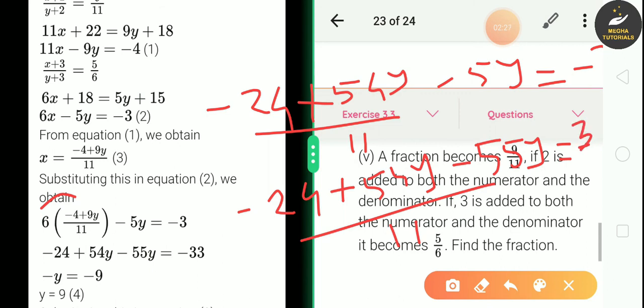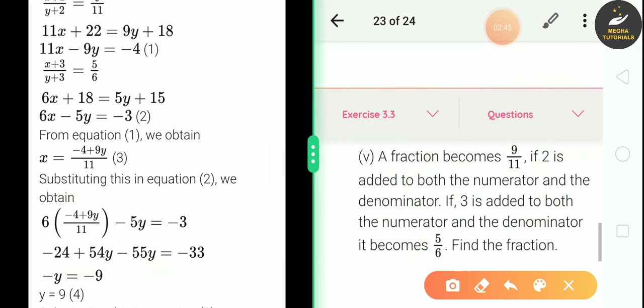So in the next step, minus 24 plus 54y minus 55y will come on the left hand side, and we'll multiply 11 on the right hand side. So we'll get 11 into minus 3 minus 33. Then transpose minus 24 on the right hand side. So we'll get minus 33 plus 24, that is minus 9. And in LHS part, 54y minus 55y is equal to minus y. So the step is minus y is equal to minus 9, that is y is equal to 9.